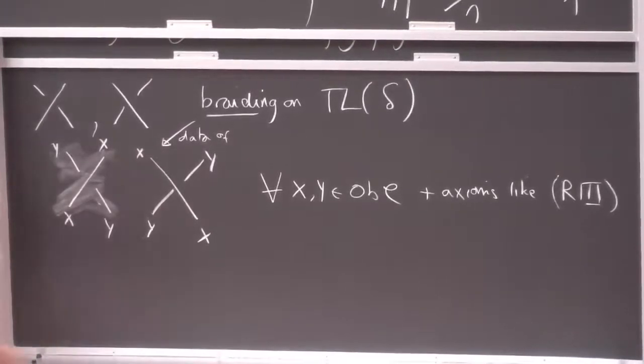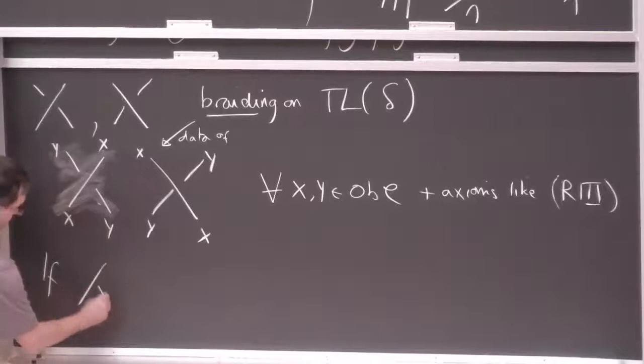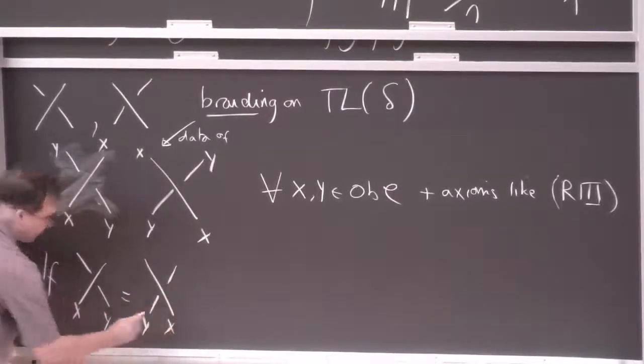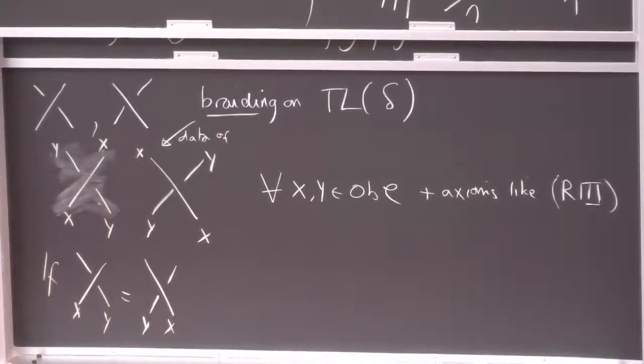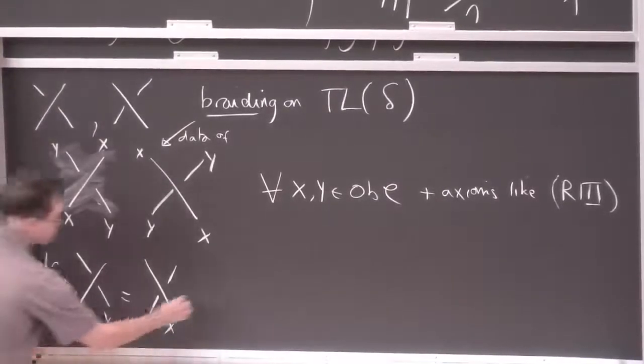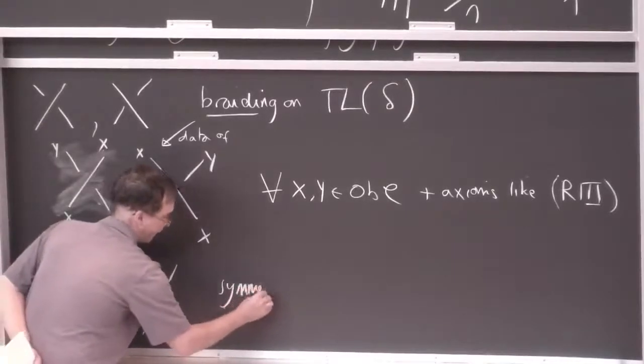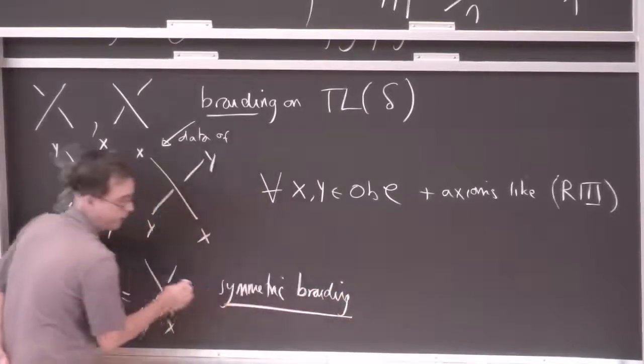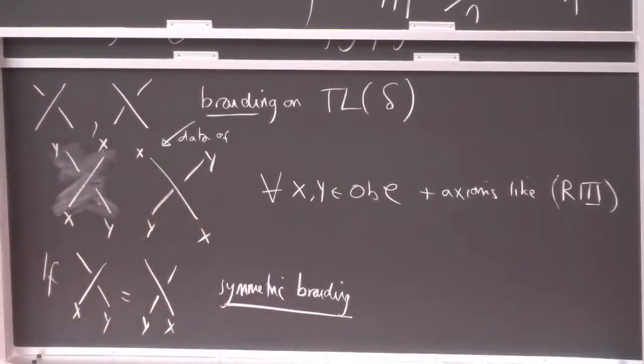And if the positive crossing equals the negative crossing, so that if the inverse is the original one, it's called a symmetric braiding. So that's what a symmetric monoidal category is. It's a monoidal category with a symmetric braiding. You all know one.